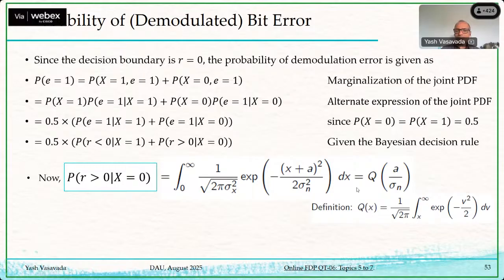So the answer is that the error probability is given by Q function of A divided by sigma n, which is the answer to this integral.